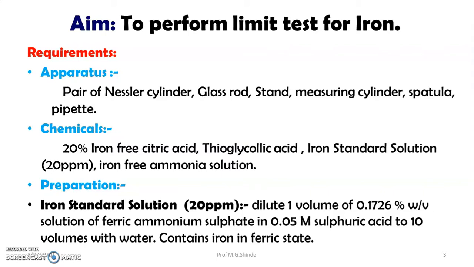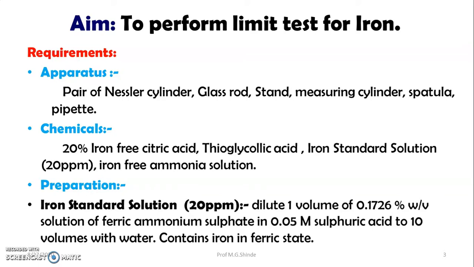The requirements for this practical are apparatus: pair of Nessler cylinders, glass rod, stand, measuring cylinder, spatula, pipette, etc. Chemicals we require: 20% iron-free citric acid, thioglycolic acid, iron standard solution 20 ppm, and iron-free ammonia solution.